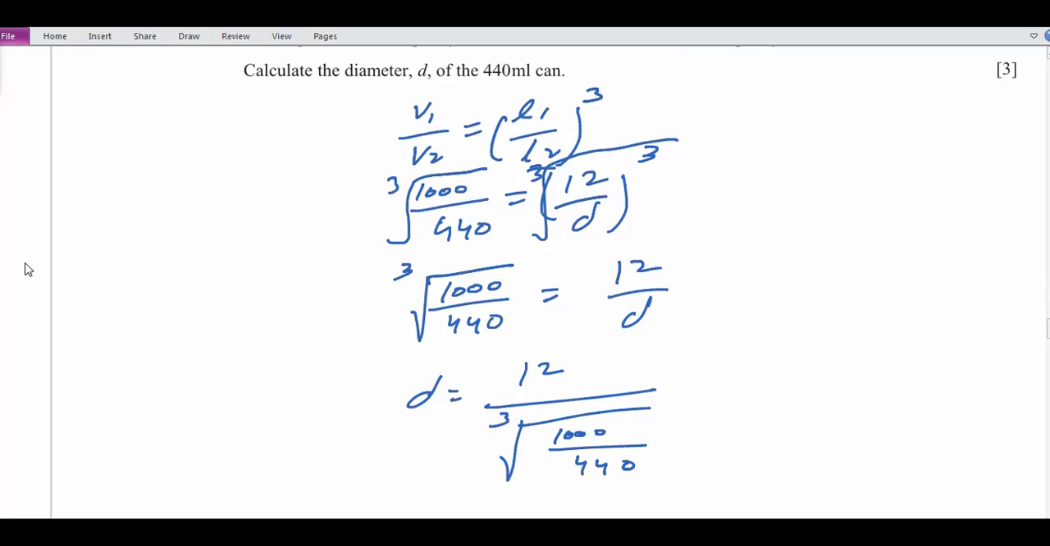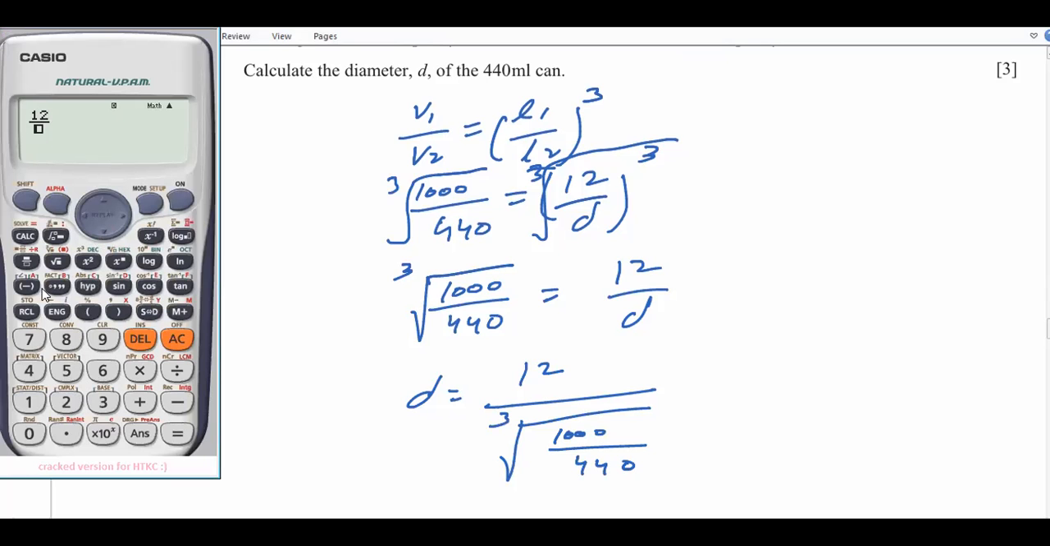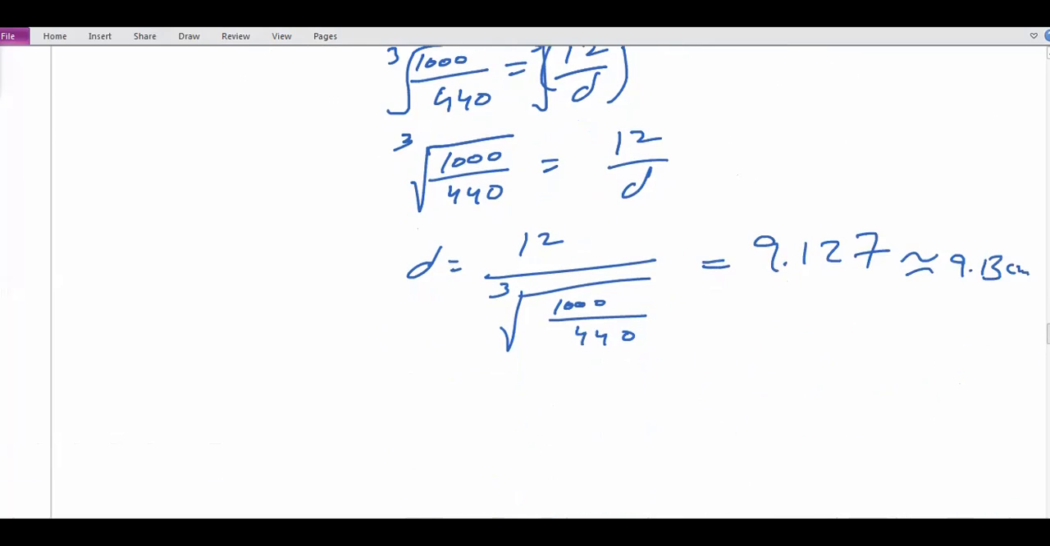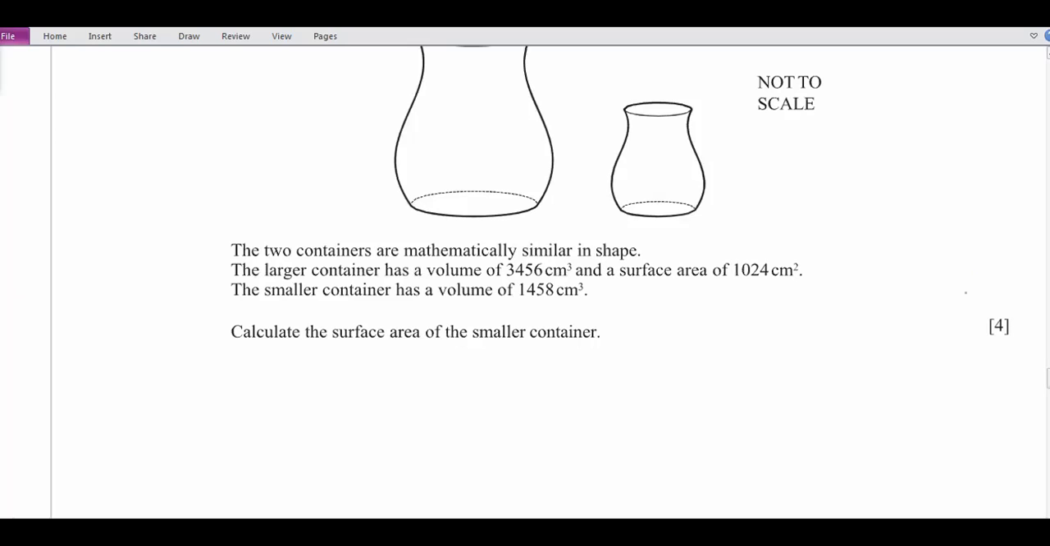Now let's calculate this. 12 divided by, first take the cube root, then make the fraction inside, 1000 divided by 440. So the answer is 9.127. That you can round to 3 significant figures, so it will be 9.13 centimeter. The same unit as the other side has. That is it.